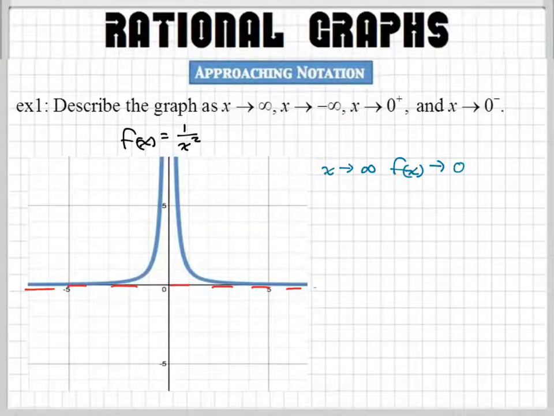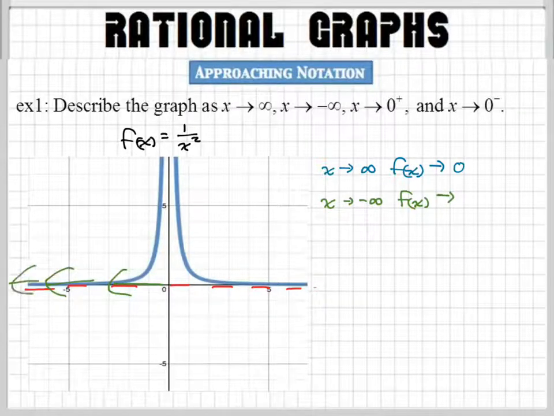All right, let's try as x approaches negative infinity. As x approaches negative infinity, what is f of x approaching? So we're going this way now. What's f of x approaching if I go that way? This is f of x, guys, the y-axis. It's approaching 0 again. So we just say f of x approaches 0.